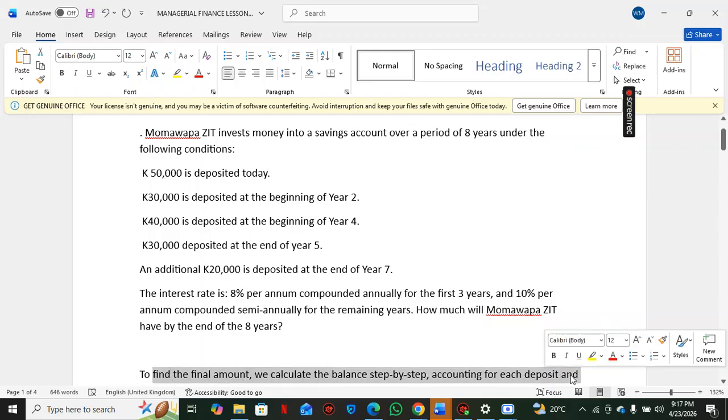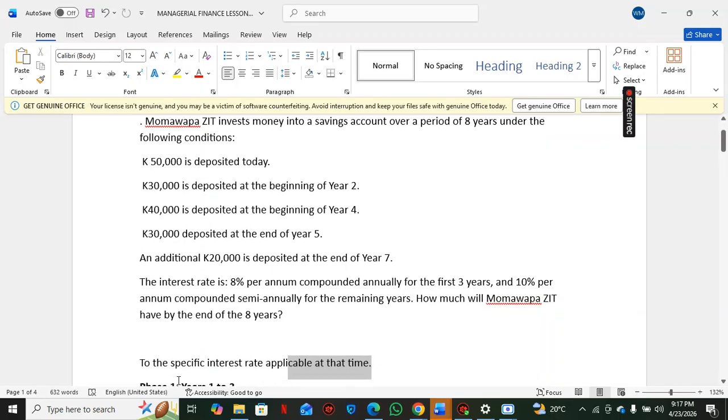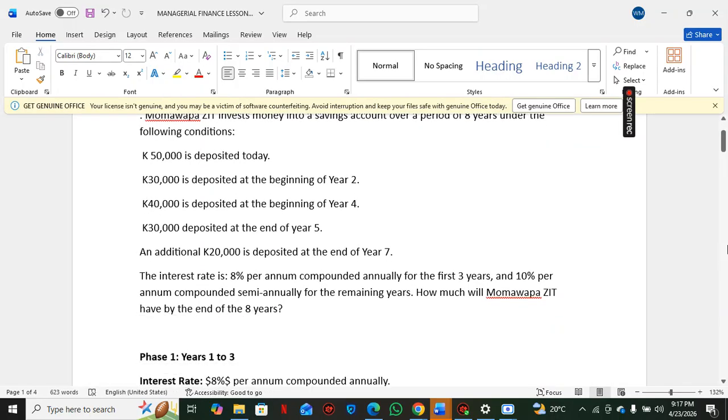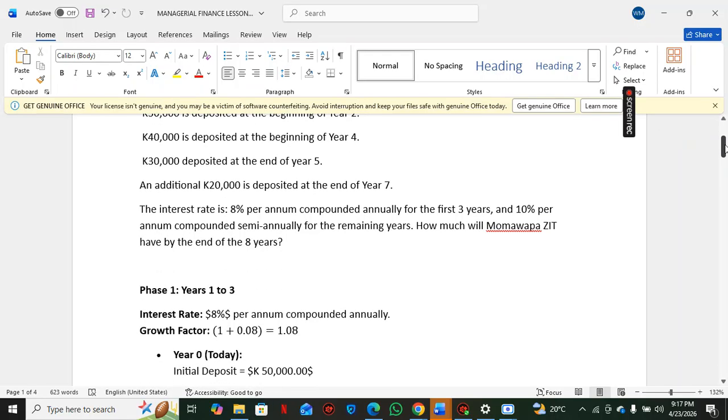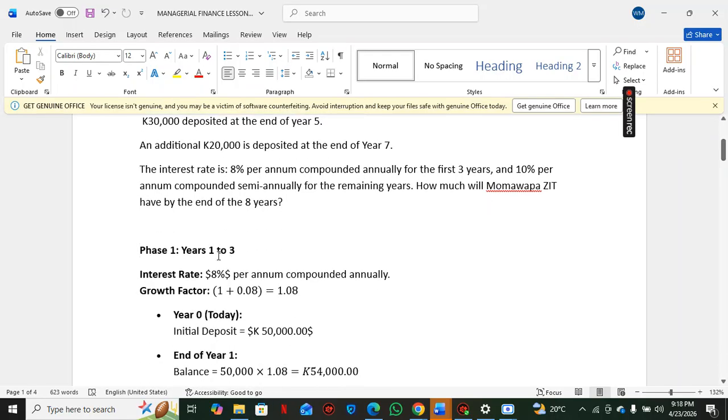All right. So we're going to look at the timeline. So from years 1 to 3, it's 8% per annum. So our growth factor, because here, colleagues, basically we're just using the future value formula here. That's what we're using, because we want to find out how much this money is going to be at the end of 8 years. So the main formula that we're using is the formula for the future value.